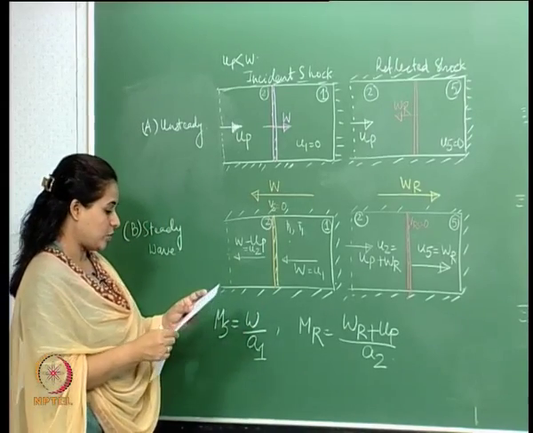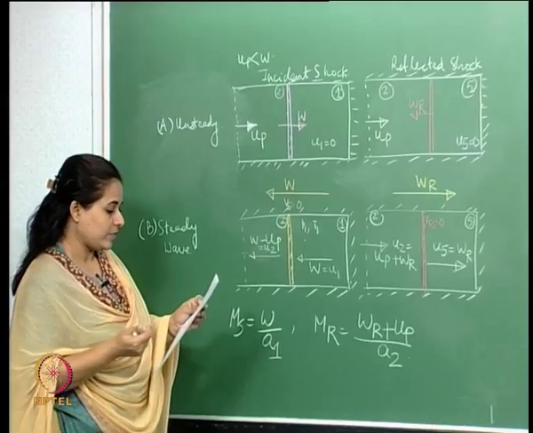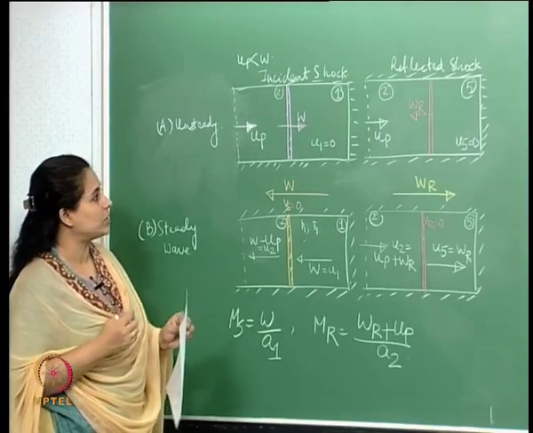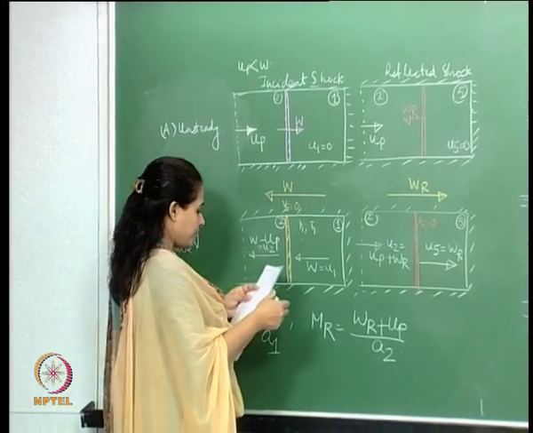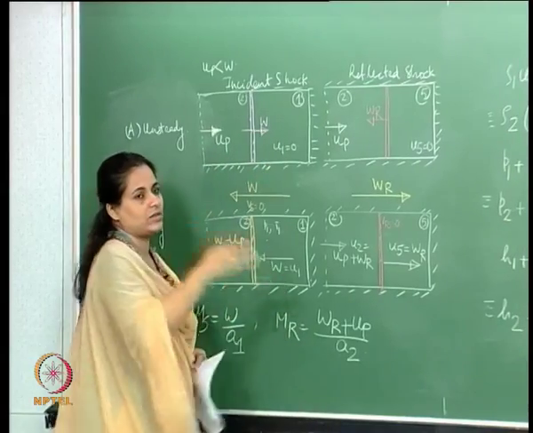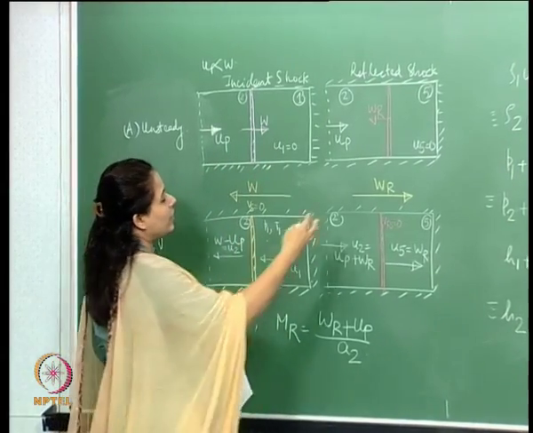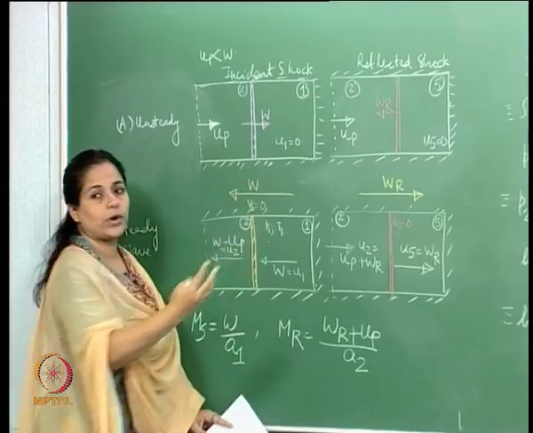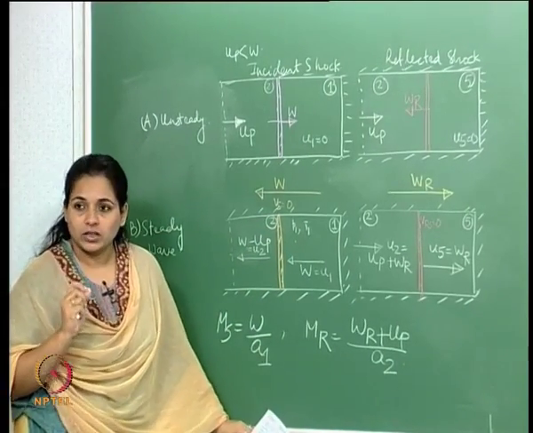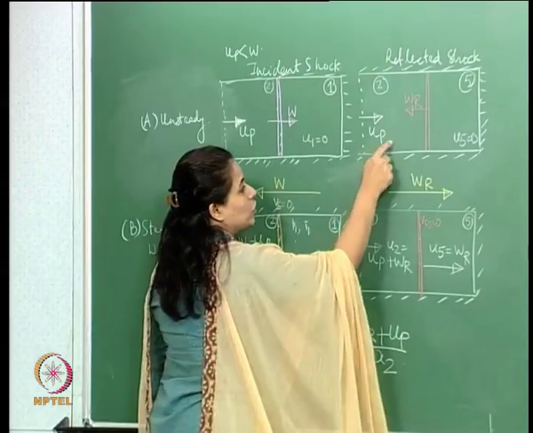So what we need to find out is the reflected shock velocity with respect to the tube. So therefore we have something like this. We have an incident shock moving, there is a sudden closing of a valve, and we have a reflected shock propagating. So what we need to find out is the reflected shock wave velocity with respect to the tube.